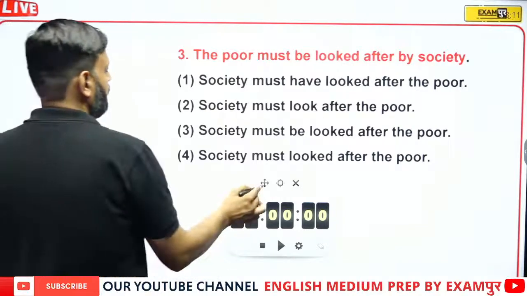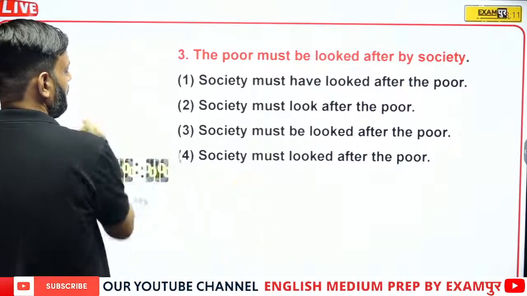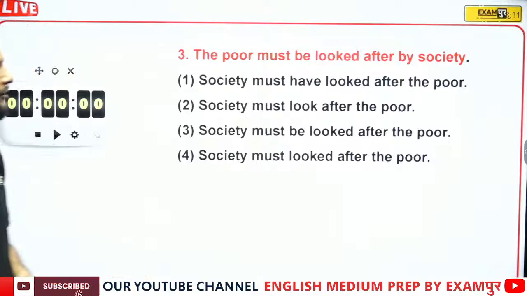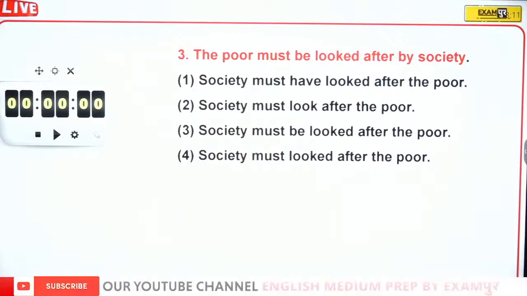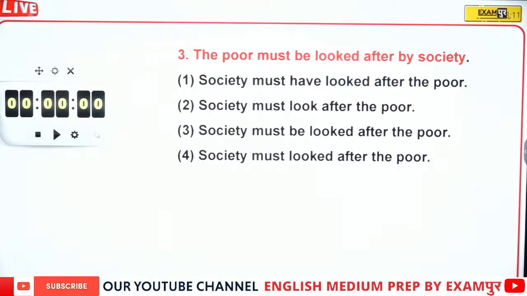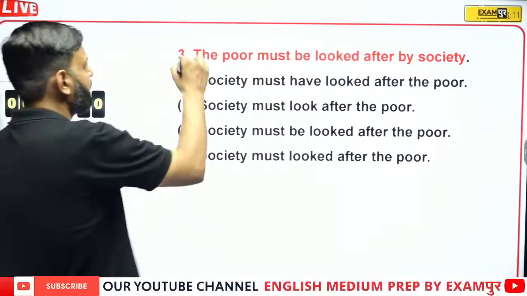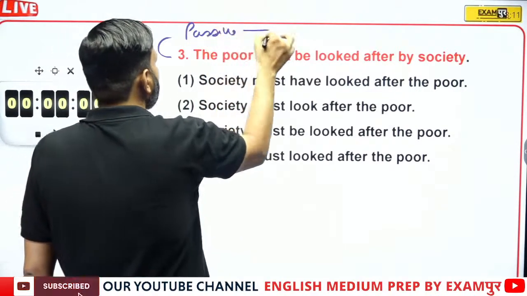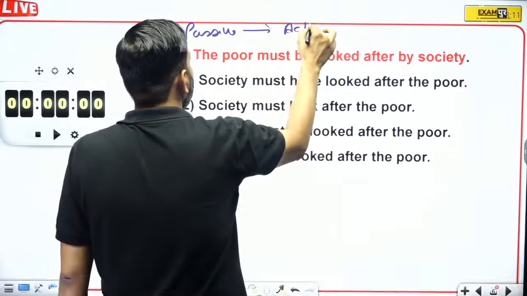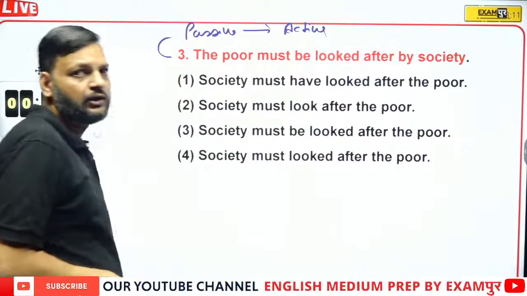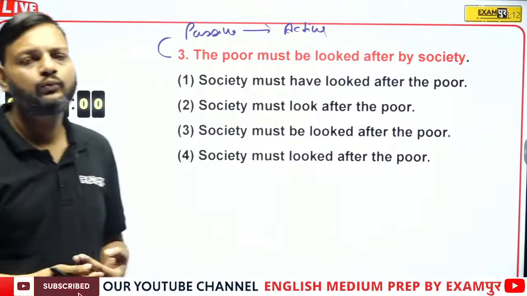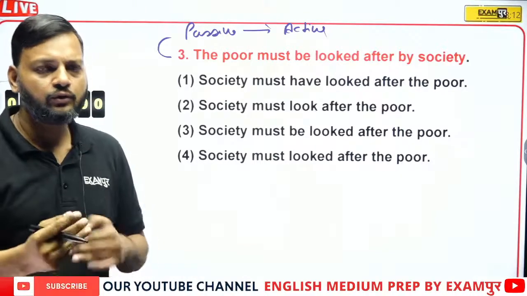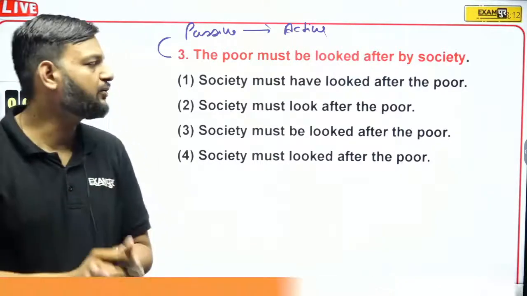Okay, now. The poor must be looked after by society. This sentence is passive and we need its active. So what to do to change a passive sentence into active?